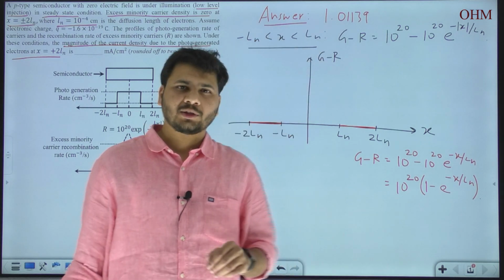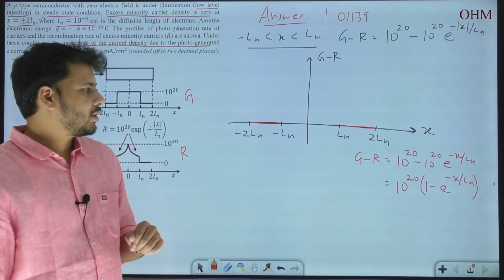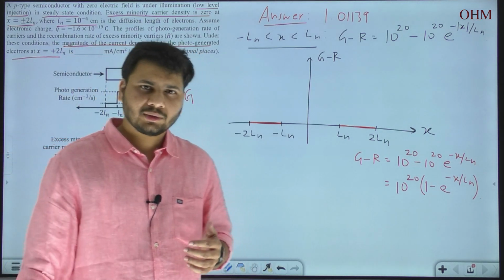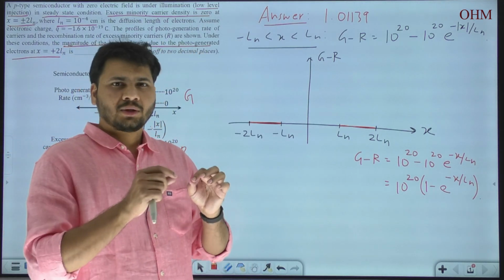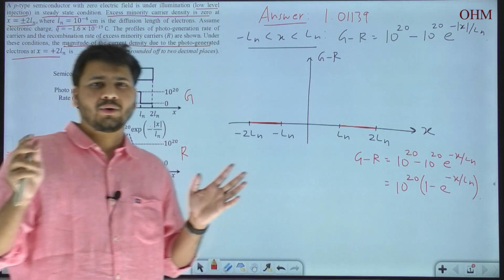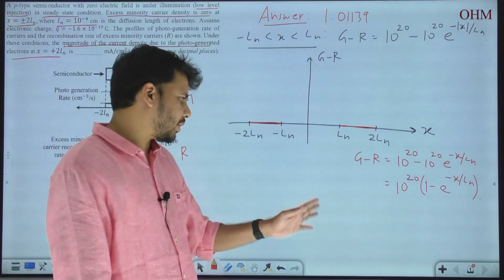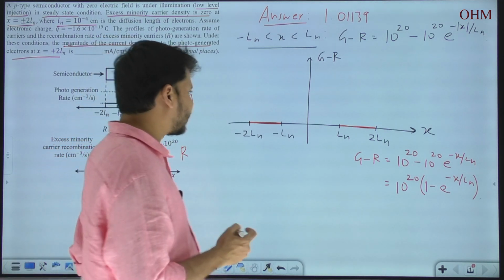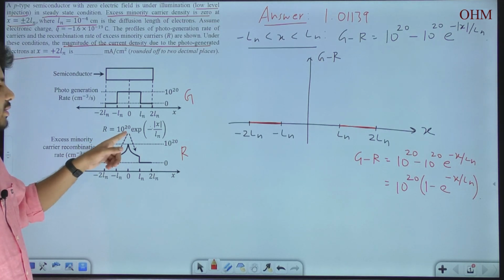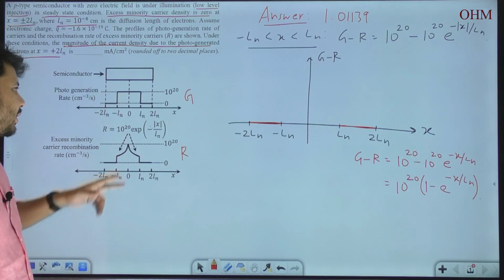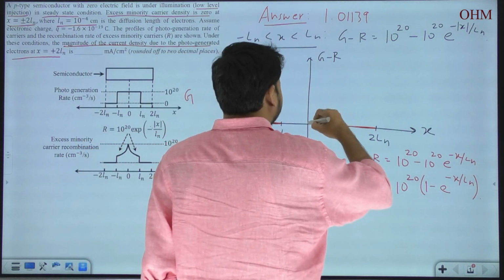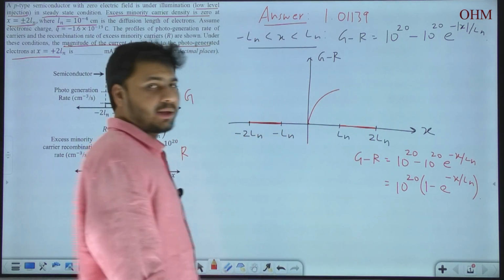In fact, if you look at this expression, is it not similar to how the voltage varies with time in an RC circuit where the cap is getting charged? There also the voltage across the cap, starting from the initial value, will exponentially go towards its final value. So here also we have a similar thing. At x equal to 0, what is R? It is 10 to the 20. G anyway is 10 to the 20. The difference is 0. So from 0 to ln, G minus R would exponentially increase.